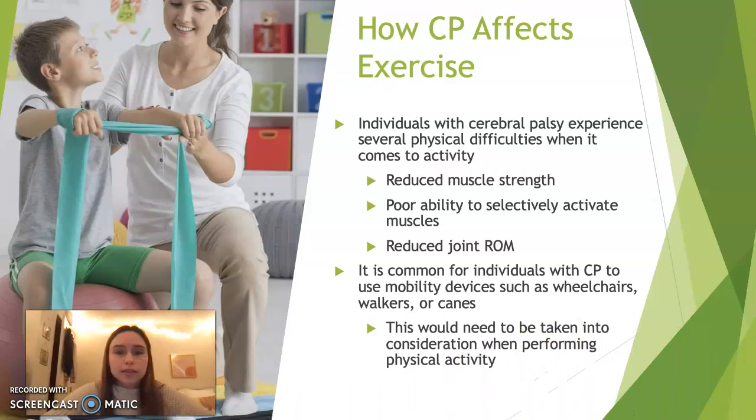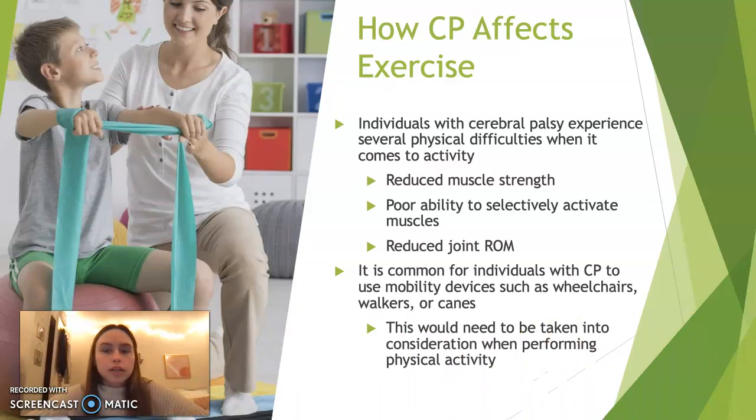So next is, how can CP affect exercise? Individuals with cerebral palsy experience many different physical difficulties when it comes to activity. Some of these include reduced muscle strength, poor ability to selectively activate muscles, and reduced joint range of motion. People with CP tend to be more hunched over, more shriveled up. That's because their joints are losing their range of motion, so they tend to be in a slouched posture. So it's really important for these people to work on stretching out their muscles, opening everything up so that they can eliminate that hunched over posture.